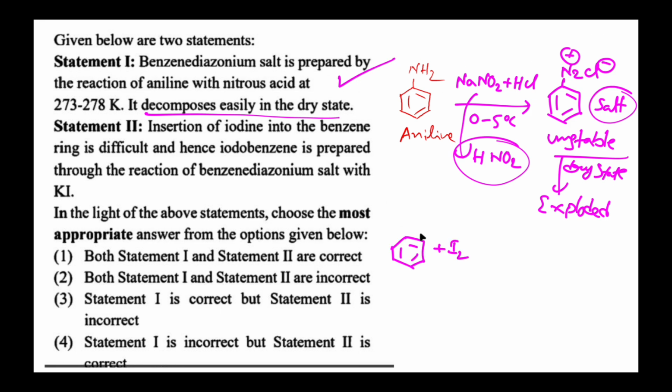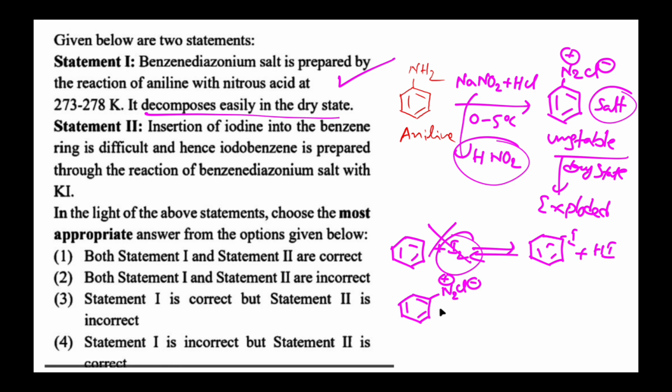Next, insertion of iodine into the benzene ring is difficult. Actually, this is a reversible reaction. HI will form, and this HI, through the reverse reaction, will again give I2. So this reaction does not happen with the benzene ring. From the diazonium salt, iodobenzene can easily be prepared. When benzene diazonium chloride is reacted with potassium iodide, N2 is replaced by iodine, so iodobenzene is formed as the major product.